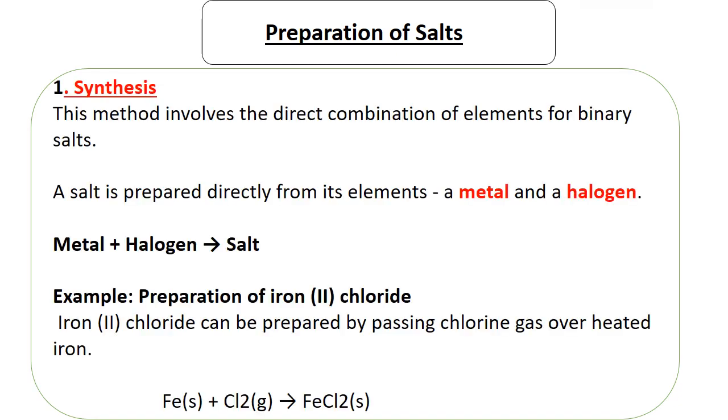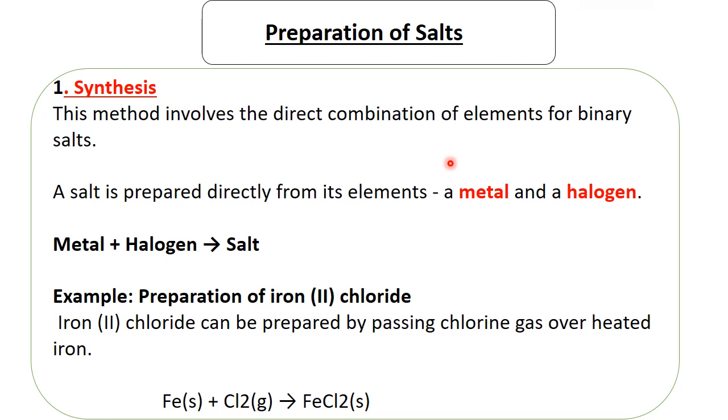So this is synthesis. I've just put everything here so that you see, but follow me. Synthesis is the method that involves the direct combination of elements for binary salts. A binary salt is a salt that has 2 elements in it. For example, sodium chloride. Sodium chloride is a binary salt because it has sodium and chlorine.